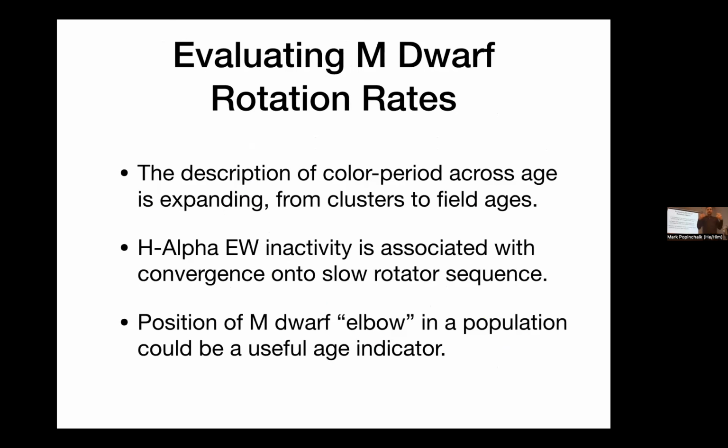And so my conclusion for M-dwarfs: we don't necessarily get a full gyrochronology, but we do get a description of the color-period relationship across ages expanding. We're getting new clusters all the way up to field ages. H-alpha equivalent width inactivity is really important for looking at the slow rotator sequence. And this elbow is potentially a useful age indicator for M-dwarfs as well.